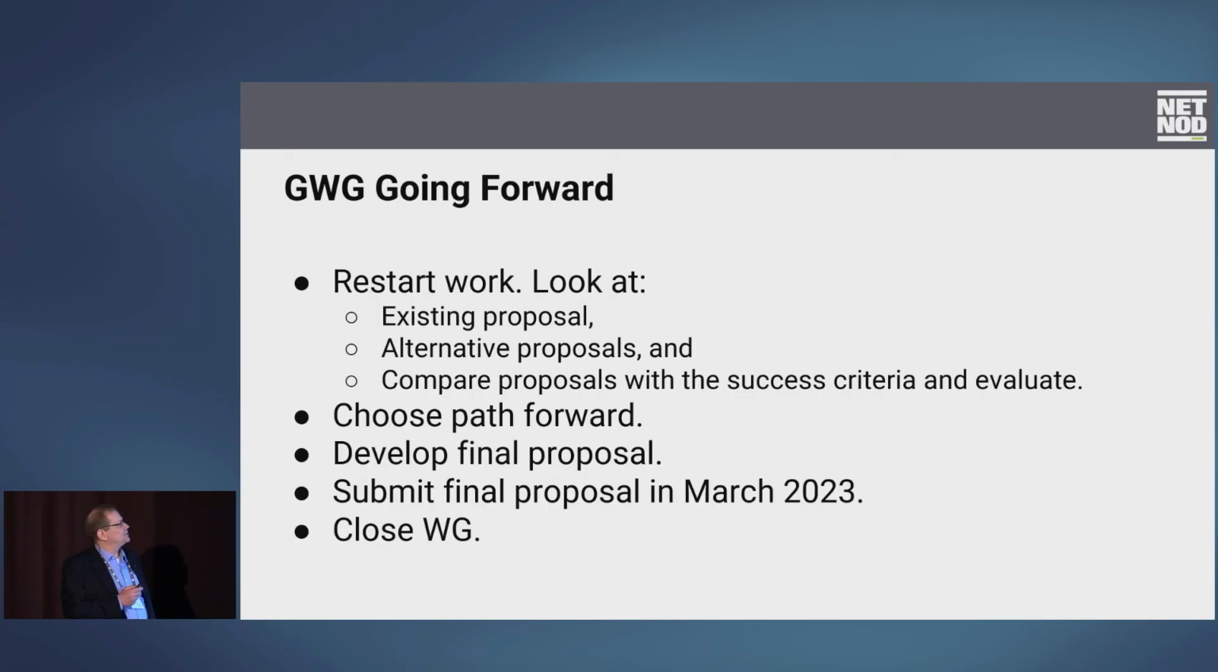So going forward from this, we will restart the work. We will look at the existing proposal that is half-baked. We will probably look at alternate proposals that are likely to appear in the near future. And now we have this success criteria document to compare them with, so that it's easier for us to see which have the properties that we need to go forward and for these proposals to be accepted. And the process of weeding out the bad ones is now easier because we have this success criteria document.